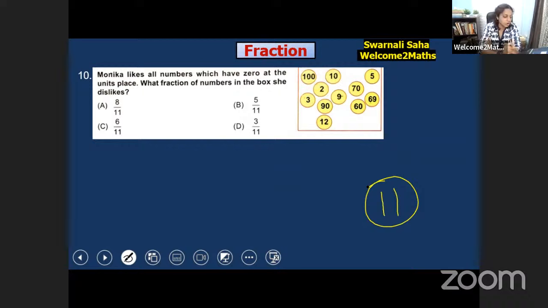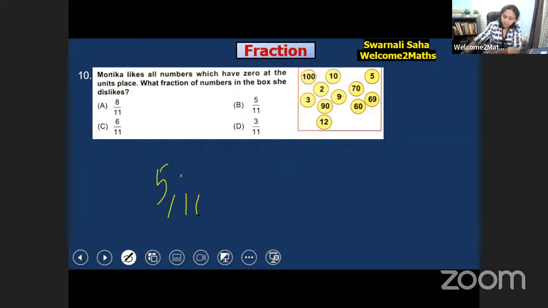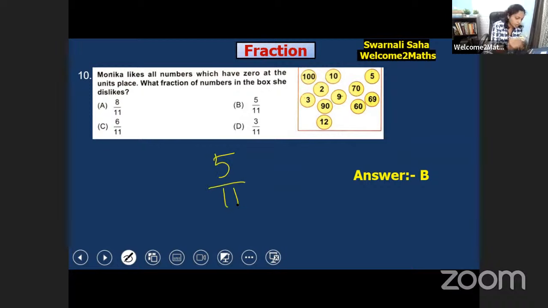And how many numbers have 0 on the unit place? 1, 2, 3, 4, 5. 5 numbers have 0 on the unit place. So our answer would be 5 by 11. Okay, so answer is B, 5 by 11. Total numbers is 11 and 5 numbers have 0 on the unit place, so fraction would be 5 by 11. Fine, very good. Many answers have come as 5 by 11.